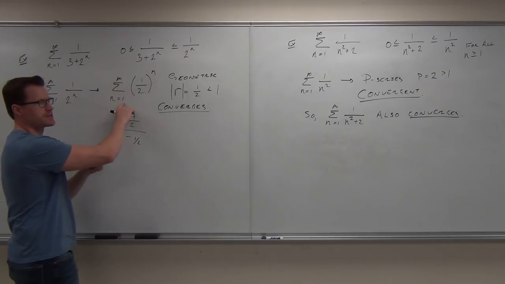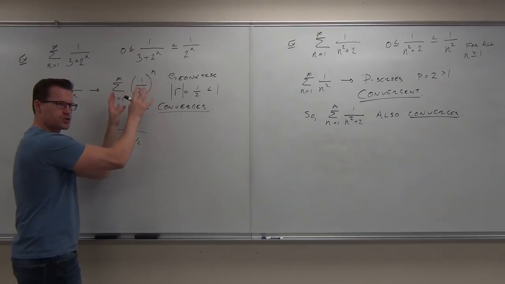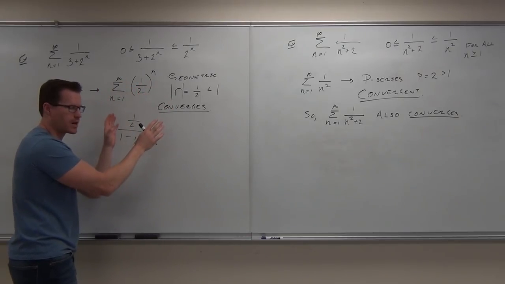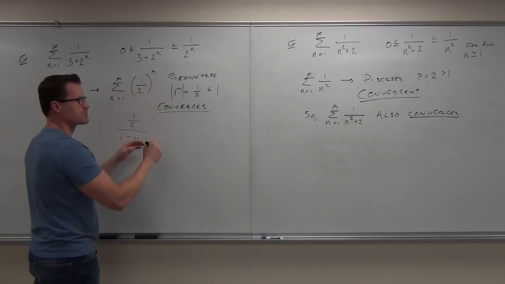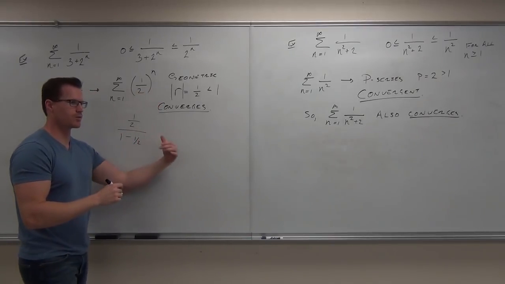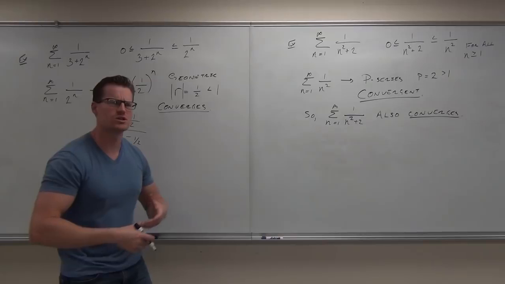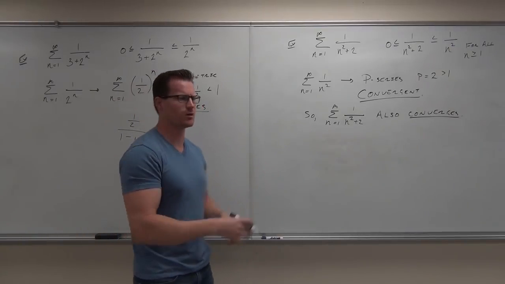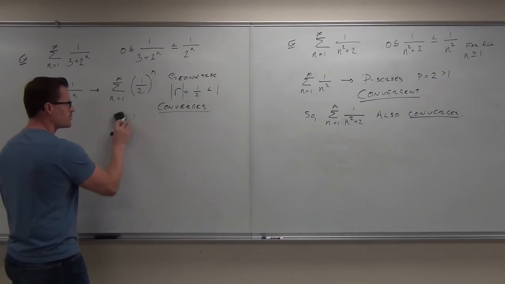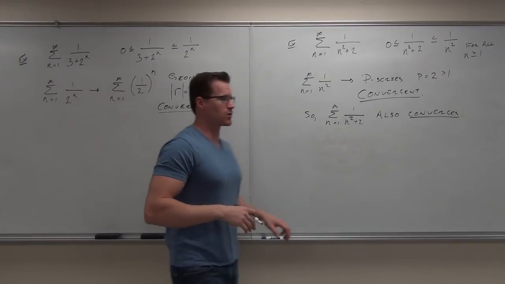No matter what that is, even if they don't match, it's your first term over 1 minus r. Not a big deal. If they do match, well, you get to use your a. It's a over 1 minus r, where a is your first term. Always you can take your first term over 1 minus r. It's not a big deal. I covered it in a previous lesson. You can go back and check that. Now let's keep going with our current problem.